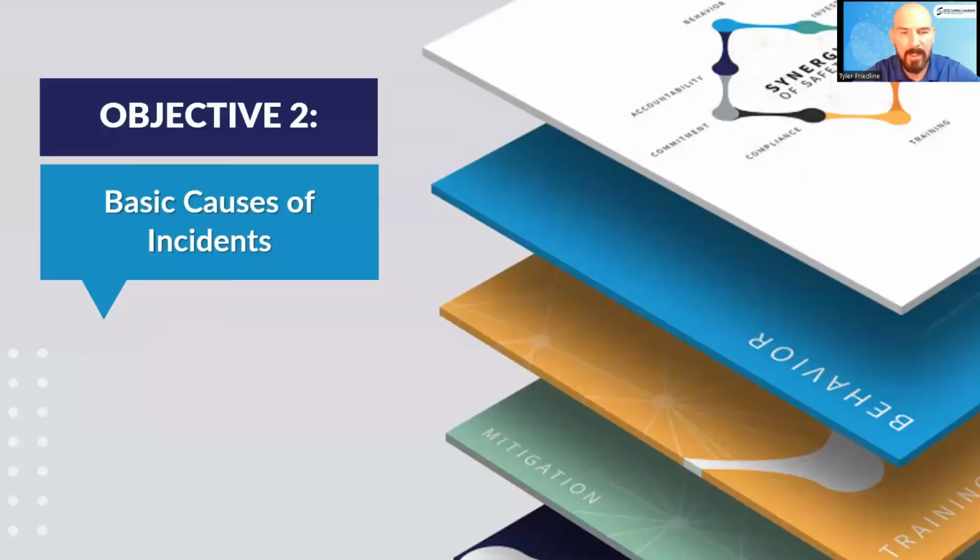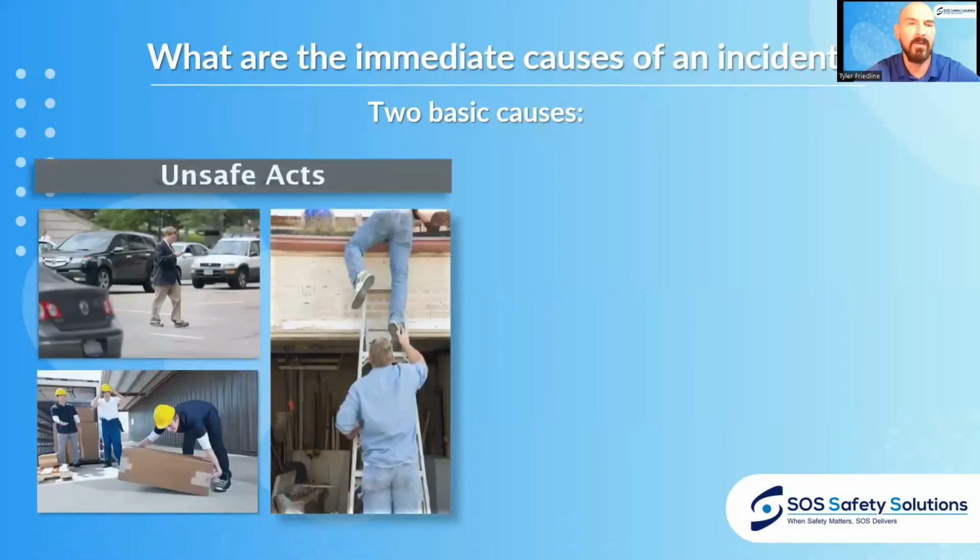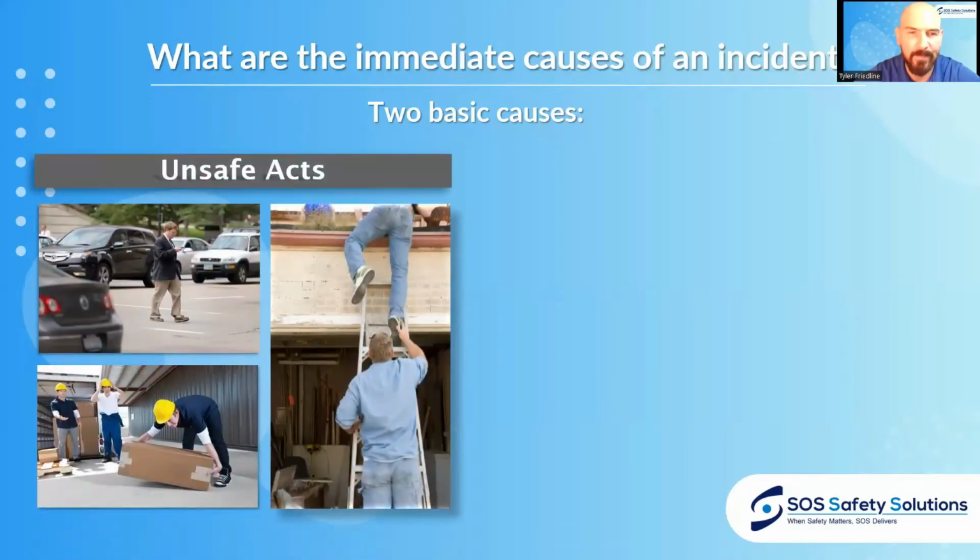Moving on to our second bullet, basic causes of incident, right? So these are basic causes, and these are distinct from root causes. They're two different things. Typically, a basic cause is not going to be a root cause. What are they? We have unsafe acts. So you can see unsafe ladder use. You see an employee walking through a parking lot where vehicles are being driven, looking down at the cell phone, right? We see that lots nowadays.